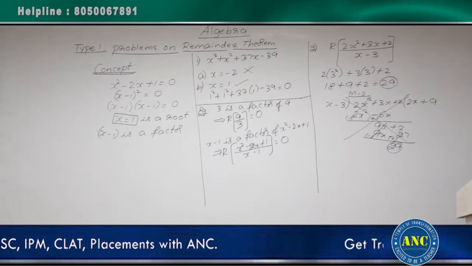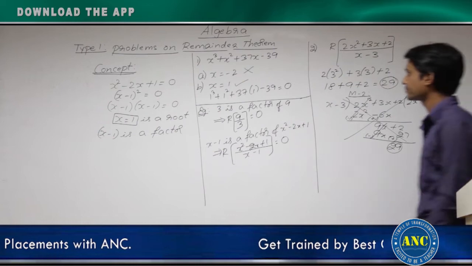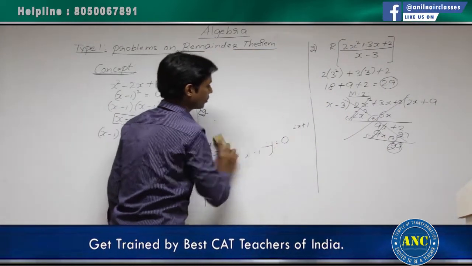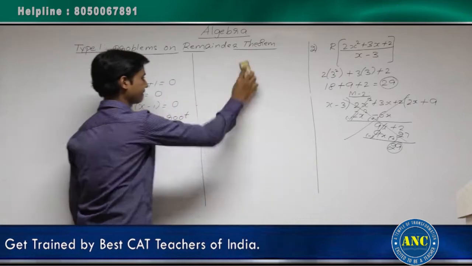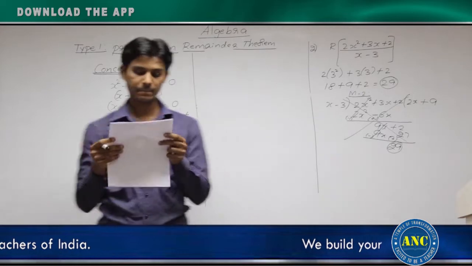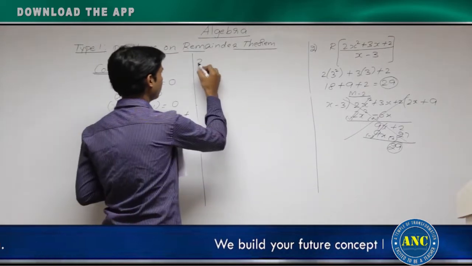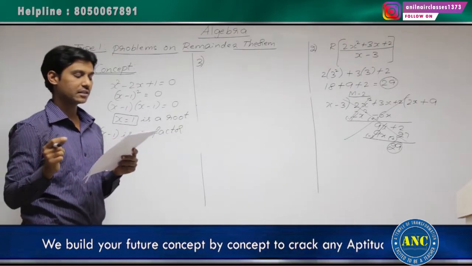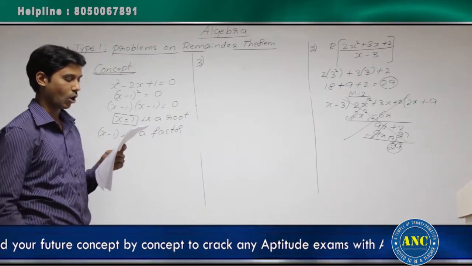Approach clear? Question number 3. Please see the question. The remainder when f of x is divided by x minus 5 is how much?